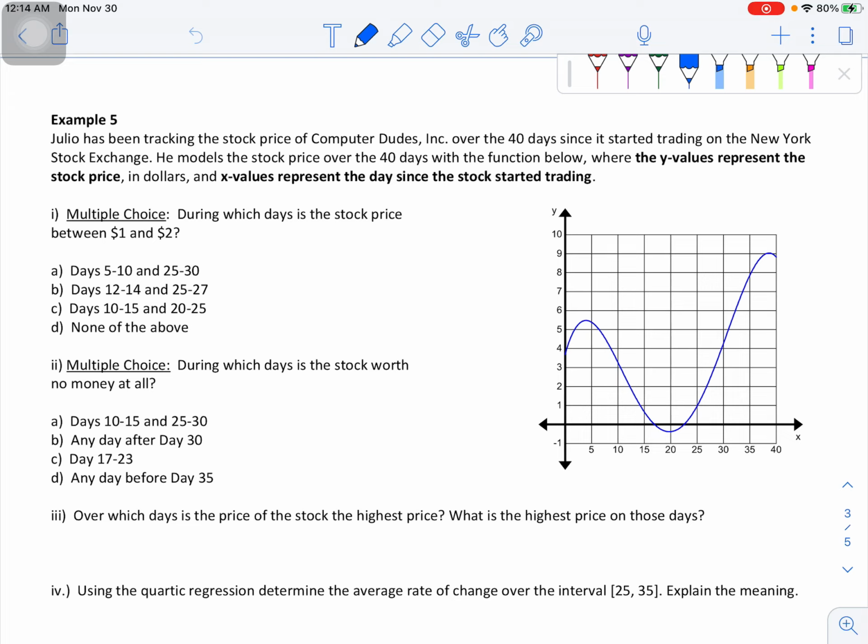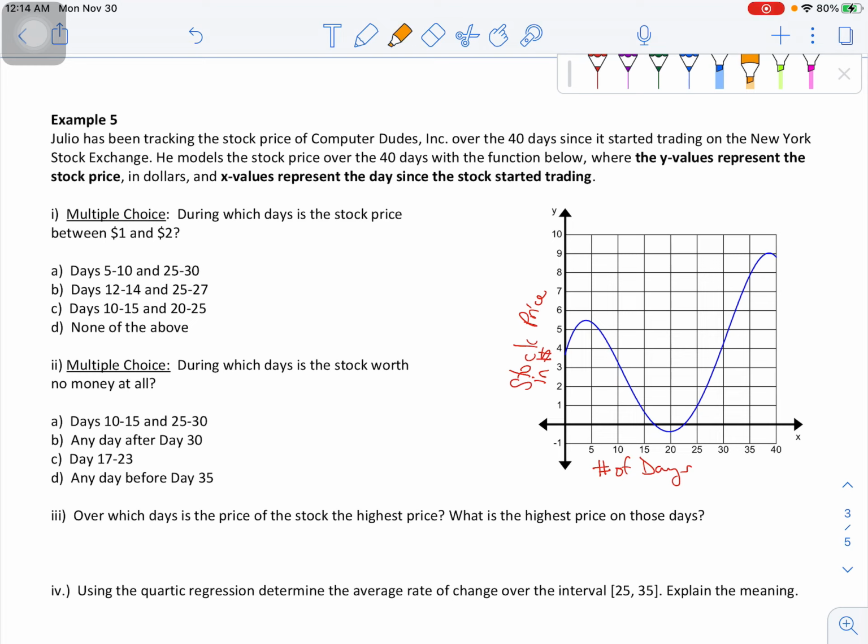The Y values represent, I'm going to go ahead and mark this, this is going to be my stock price, so stock price in dollars. And the X values represent the days since the stock started trading. So this is going to be number of days. All right, so during which days is the stock price between $1 and $2?